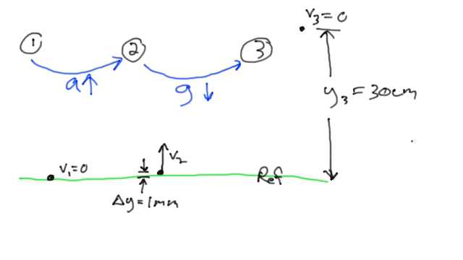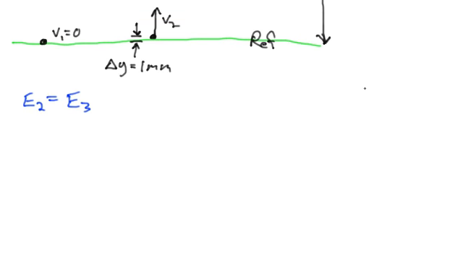Alright, let's go for it. Let's do what I just said I was going to do. Conservation of energy for 2 to 3. So I'll start off with E2 is equal to E3. Then it's always the same from there: K plus U. So we've got K2 plus U2 is equal to K3 plus U3.